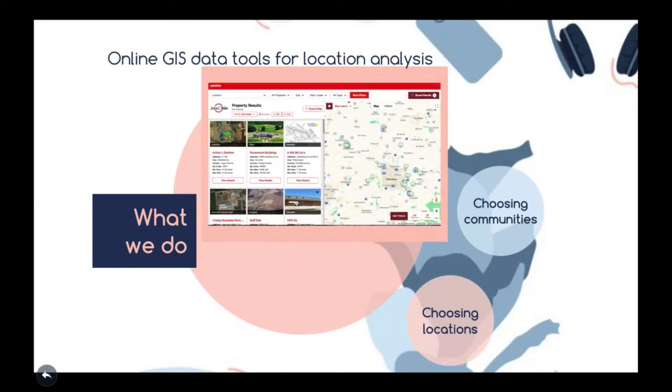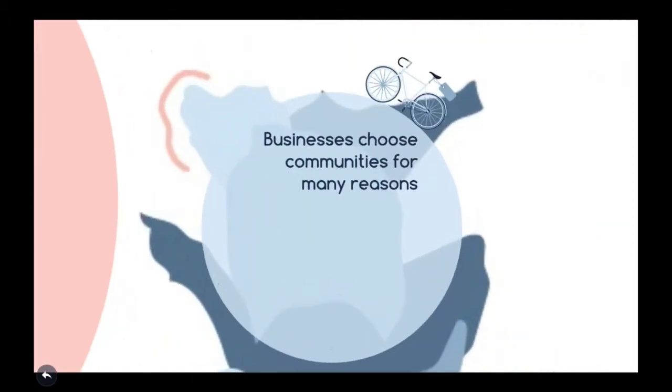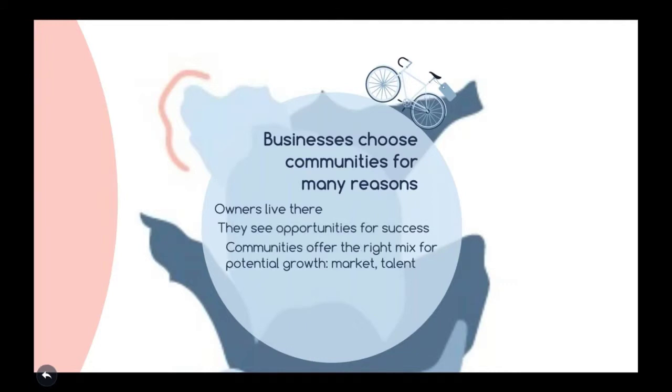It is possible to map all kinds of variables and filters to find really the best location for any particular retailer. And the truth is that businesses are choosing communities before they choose locations. The reason they choose community first is there are all sorts of variables they might be looking for. Maybe they are choosing a specific community to open a retail location because the owners live there. Maybe they see specific opportunities for success. Maybe they look at a community and think that it offers the right mix for potential growth because there is a market there, but also talent or workforce that they want to include in the types of things they're selling.